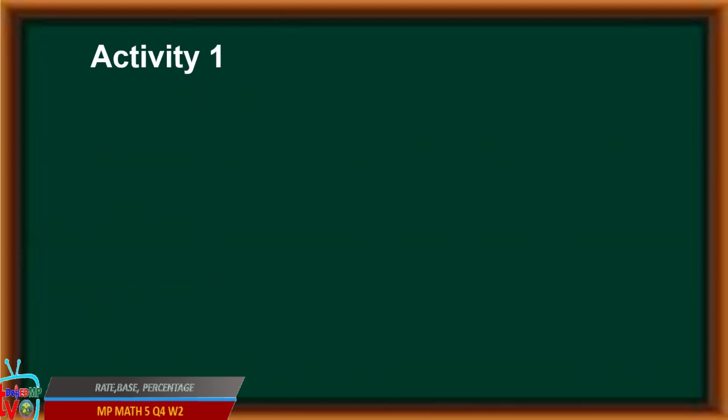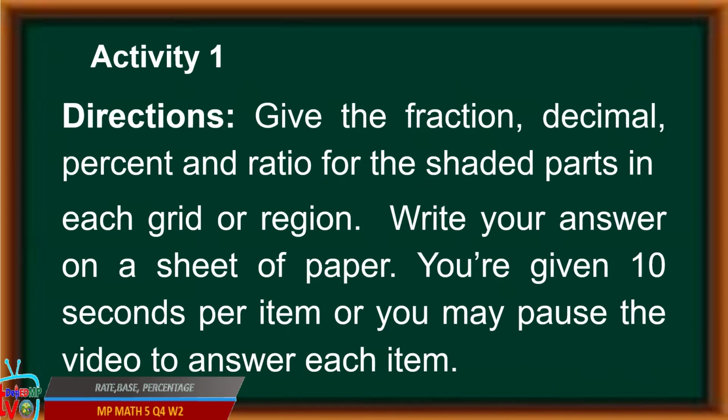Let's go to activity 1. Directions. Give the fraction, decimal, percent, and ratio for the shaded parts in each grid or region. Write your answer on a sheet of paper. You're given 10 seconds per item, or you may pause the video to answer each item.